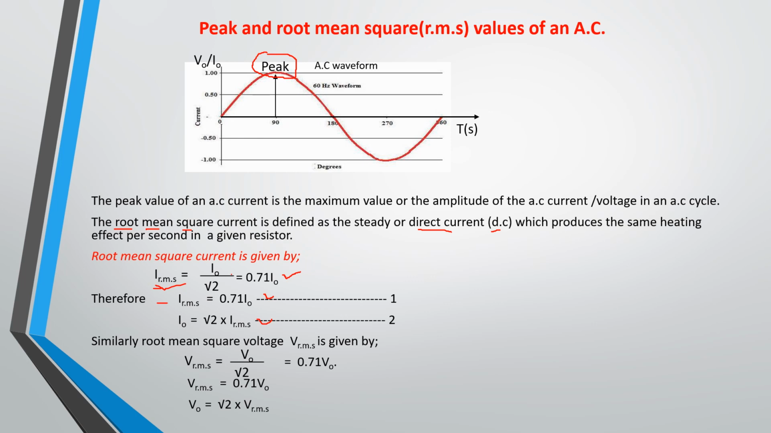Similarly, the root mean square value of your voltage is given by the peak value of your voltage divided by root 2. If you look at these two, they are almost the same. It's just the voltage that is different. So the root mean square value of voltage is equal to 0.71 multiplied by the peak value of voltage, or the peak value of voltage is equal to square root 2 times the root mean square value of the voltage.